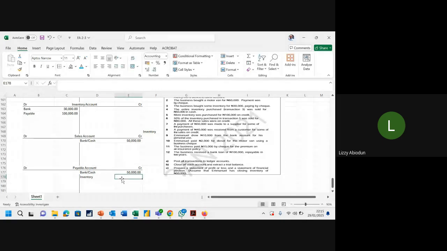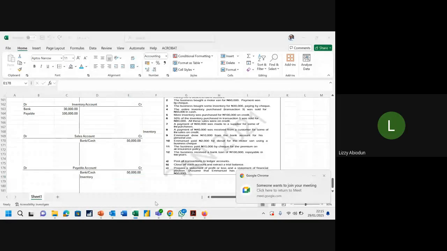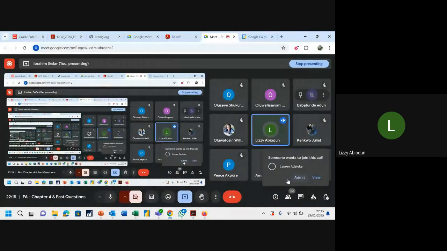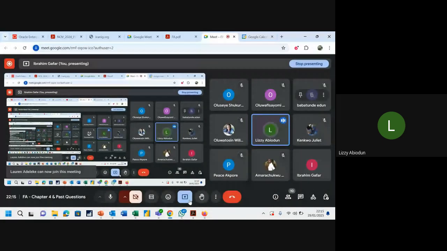So the goods are coming in. What will we debit? More inventory was purchased for 100,000 on credit. Why do you want to credit inventory? We bought it, it's an asset, right? Yes, it's an asset. So what are we debiting? What are we crediting? We are still owing. So we are crediting inventory and debiting payable.